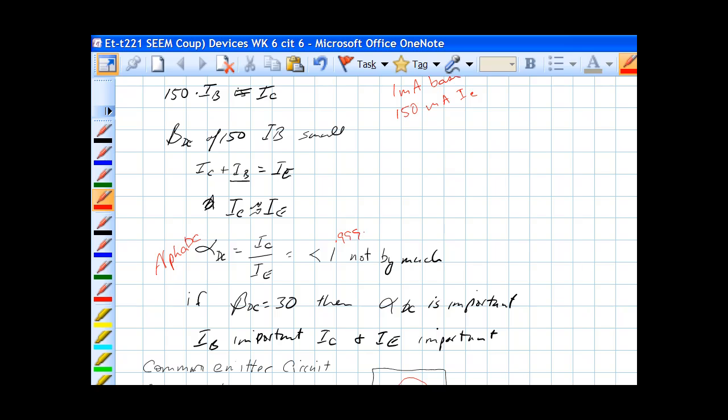The only time we really have to worry about base current is through maybe a third approximation, and we'll never quite get to a third approximation because we have to deal with temperature and all that. If beta DC is 30, then alpha DC is important, because a beta DC of 30 would be 1 over 30. If a beta DC is 30, then the base current is a pretty high part of the emitter current, and we have to keep it in mind.